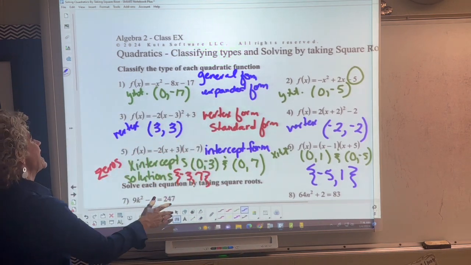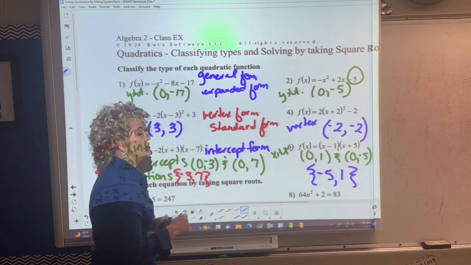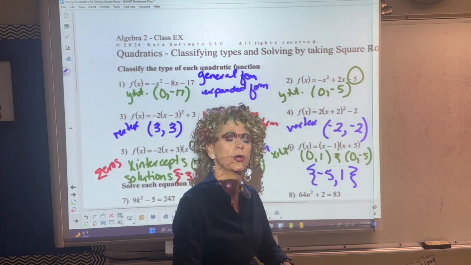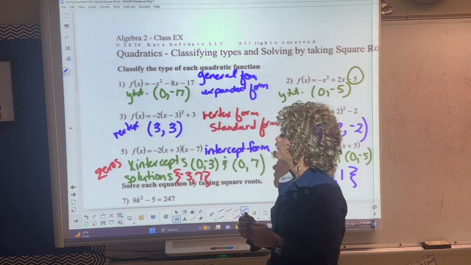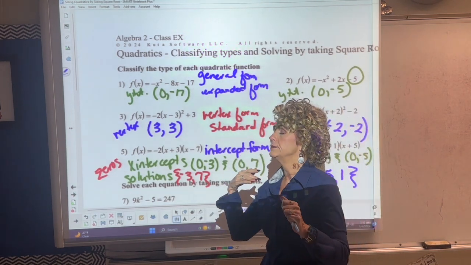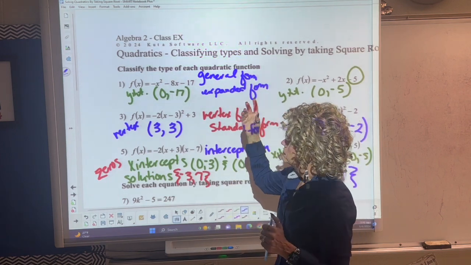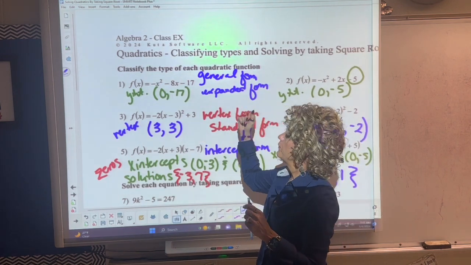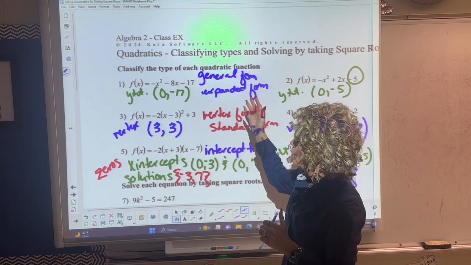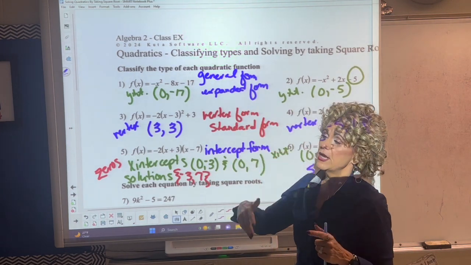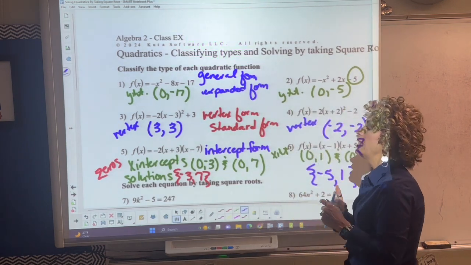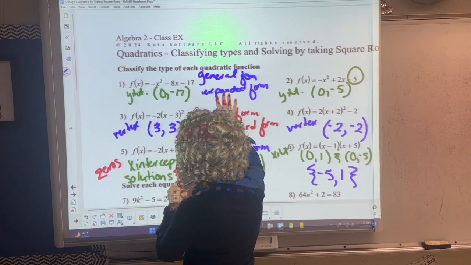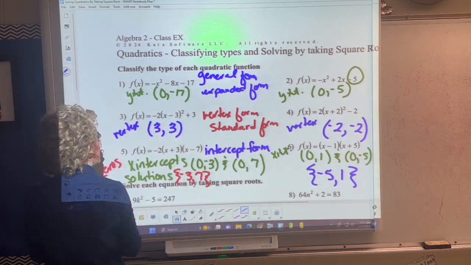And you're going to be asked to classify quadratic functions. You may be asked, what's the vertex of this one? What's the y-intercept of that one? Or it may be classify each quadratic function. If it's in expanded form, then tell me the y-intercept. If it's in intercept form, tell me my solutions. I might say that. If it's in vertex form, please state the vertex. So all of these things can be asked. Okay. Next.